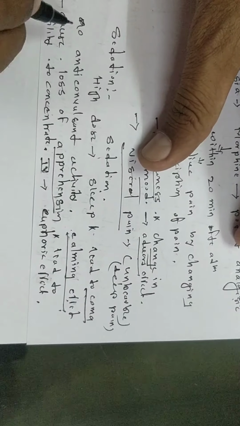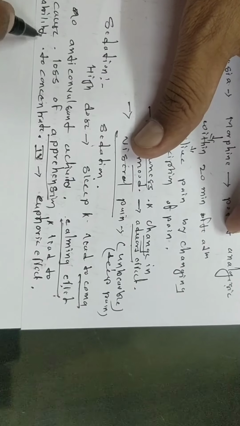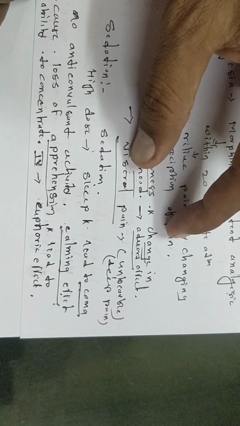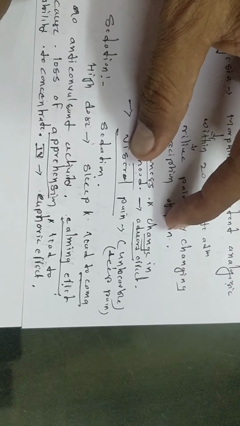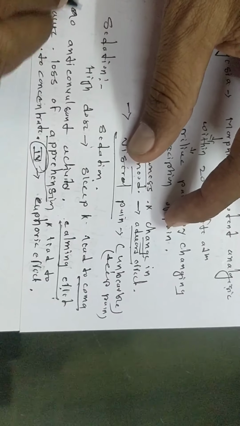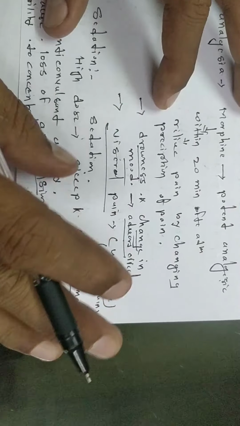It causes loss of apprehension and leads to inability to concentrate. And when morphine is given intravenously, it causes euphoric side effects. Okay. Now the next.